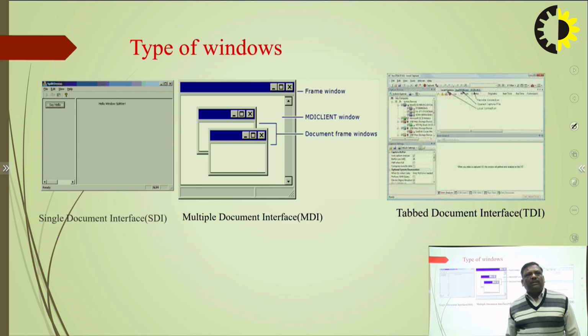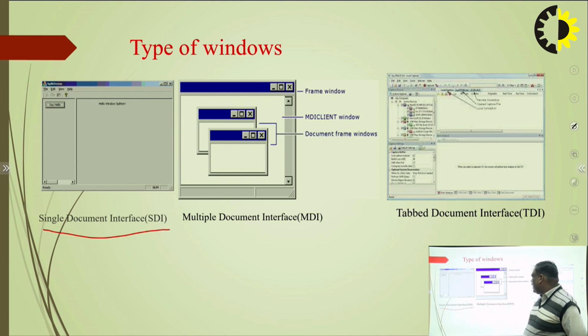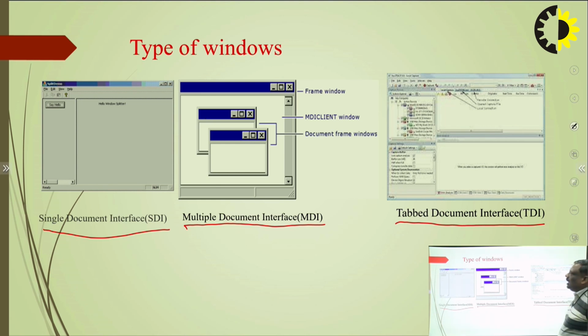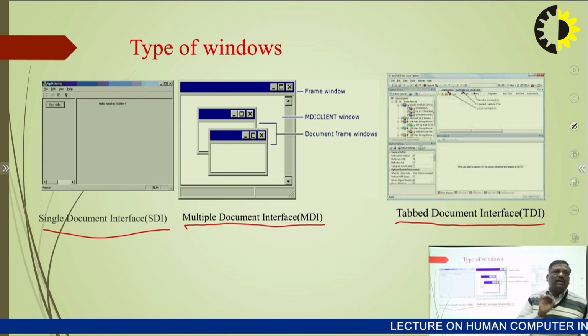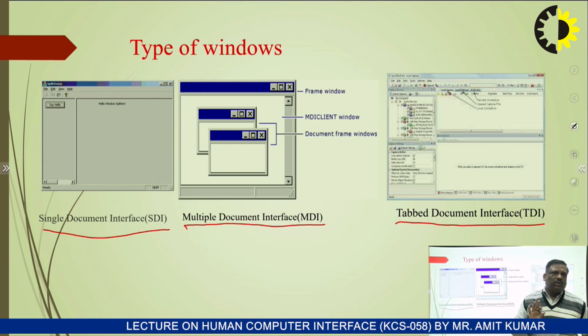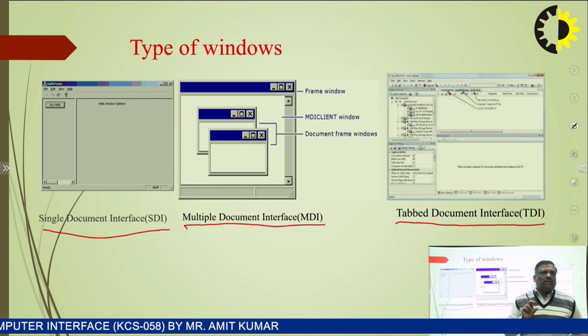Type of window, that means there are three types of windows: SDI, single document interface; MDI, multiple document interface; and TDI, tabbed document interface. SDI, single document appears in our window, that means a single window appears on our screen. Only the parent window is present on our screen.